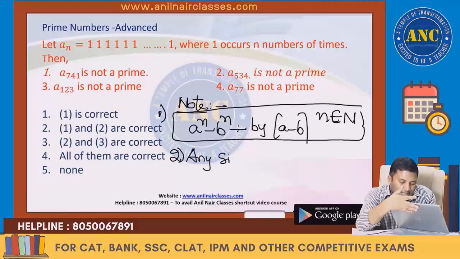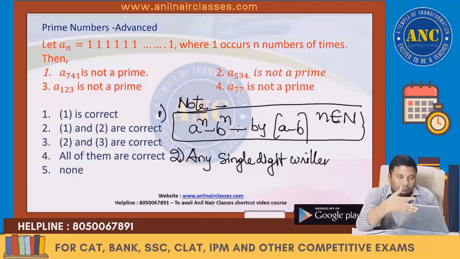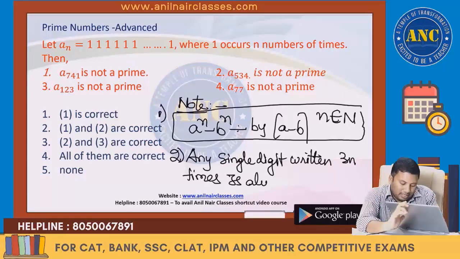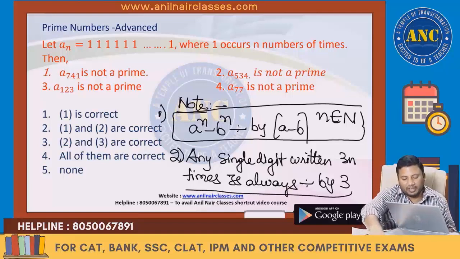Any single digit written 3n times is always divisible by 3. Am I right? The second point is self-explanatory.